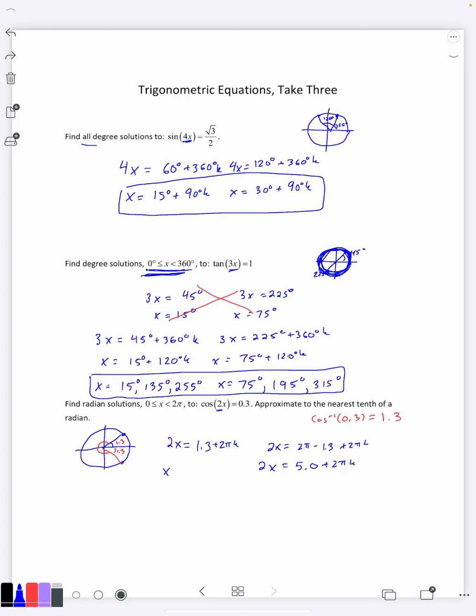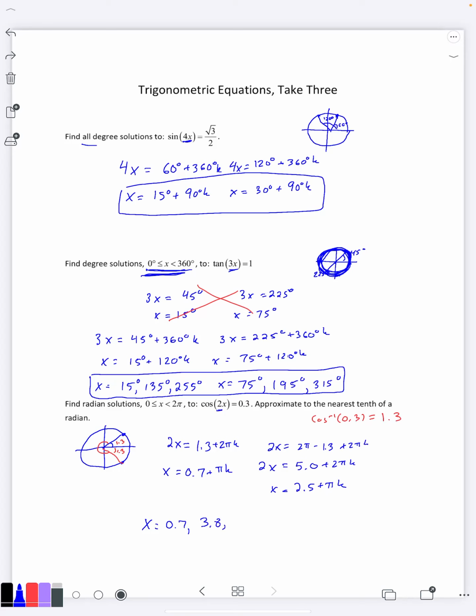We go ahead and divide both sides by 2. That'll be 0.7. Again, we're rounding to the nearest tenth. So 0.65 rounds to 0.7. And then divide by 2, we get pi k. Divided by 2 over here, I get 2.5 plus pi k. And then we start plugging in values of k until we get too big. If I plug in k equals 0, I get 0.7. If I plug in k equal to 1, I'd have 0.7 plus pi, and that gets me 3.8 radians.